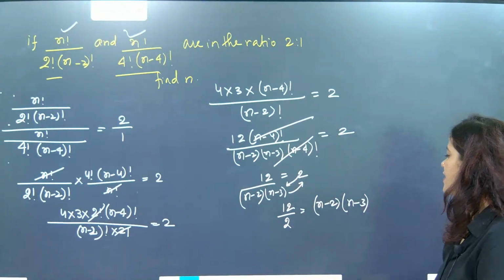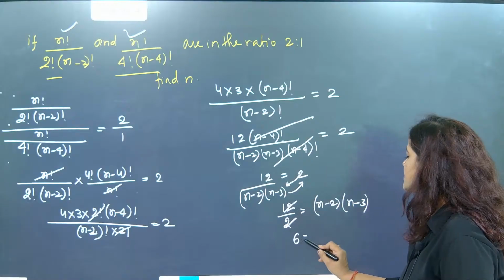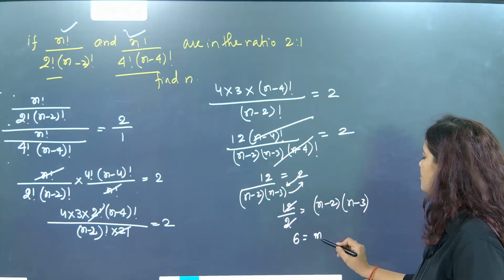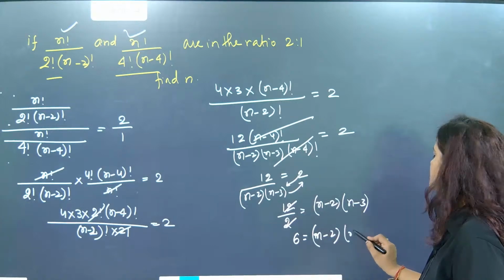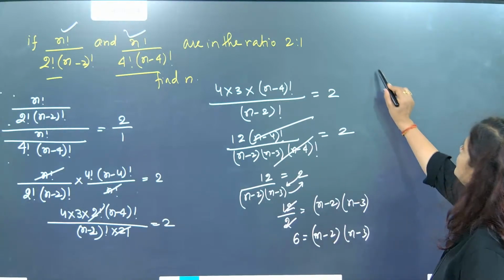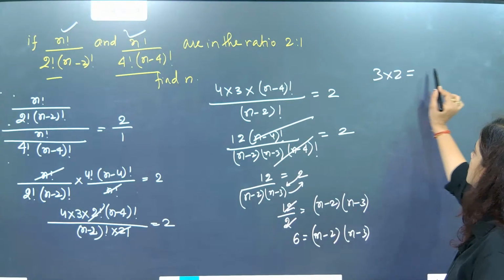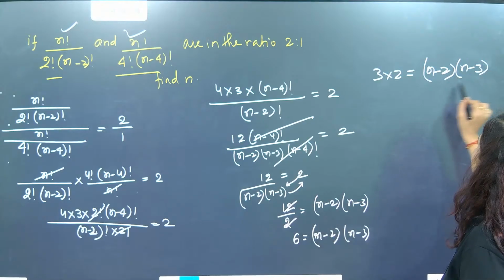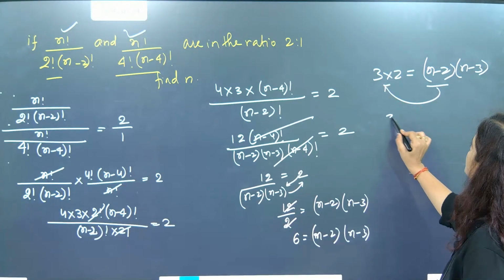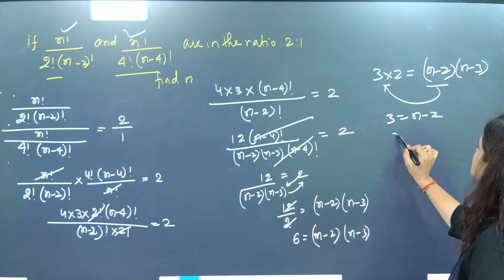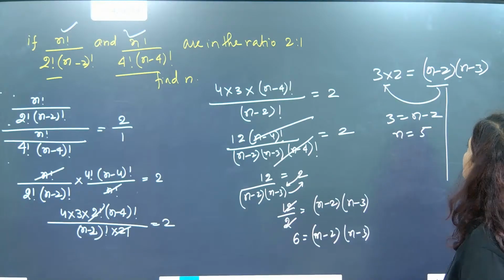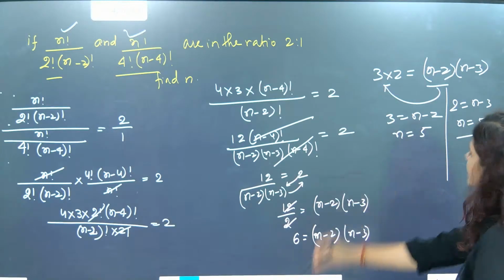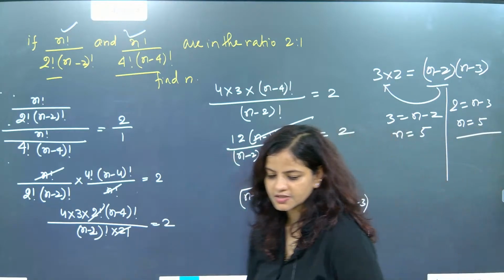Once you have written till here, it will become 6 is equal to n minus 2 into n minus 3. First, order-wise, n minus 2 is bigger, n minus 3 is smaller. So here 6 will be written as 3 into 2 is equal to n minus 2, n minus 3. So this one will equal 3. So 3 is equal to n minus 2, so n is coming as 5. Next part, 2 is equal to n minus 3. So n is coming as 5. That's it. Rest my case.